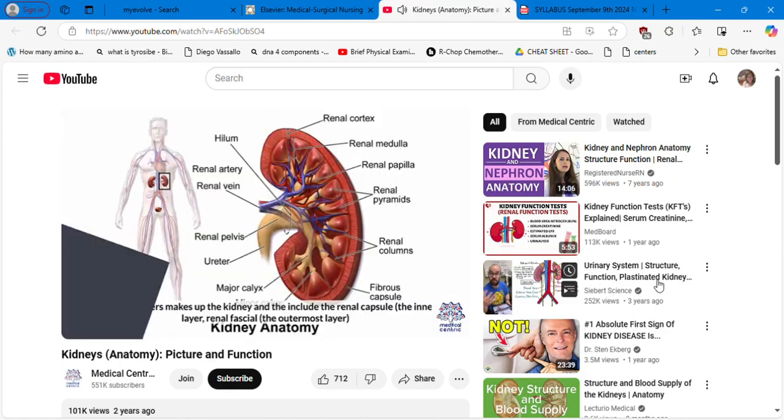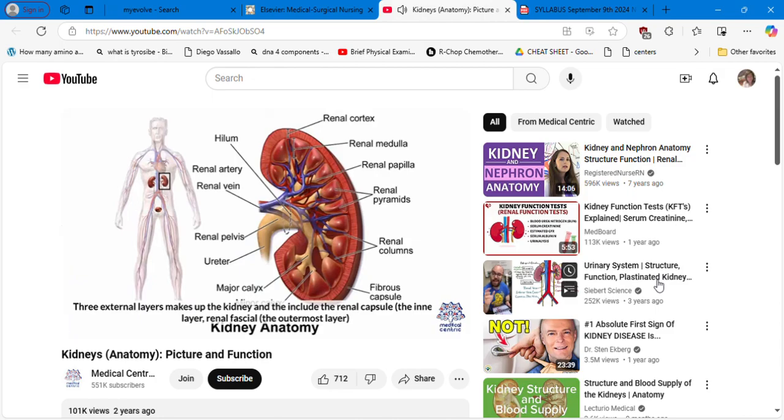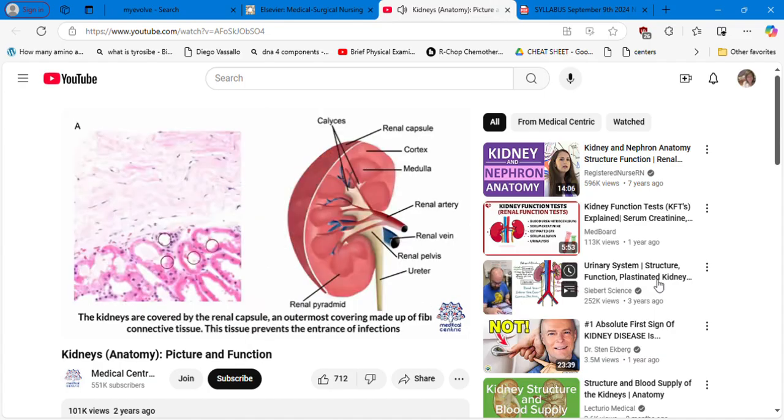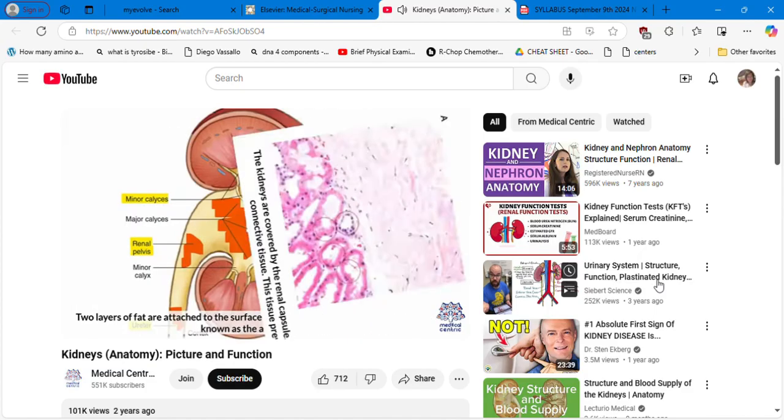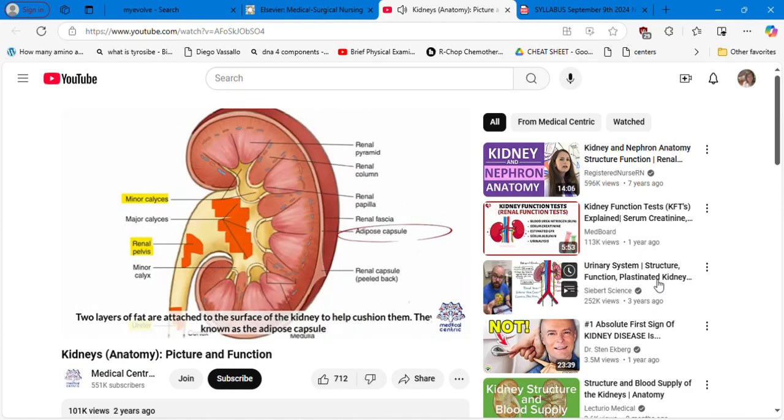Anatomy. Three external layers make up the kidney, and they include the renal capsule, the innermost layer, renal fascia, the outermost layer. The kidneys are covered by the renal capsule, an outermost covering made up of fibrous connective tissue. This tissue prevents the entrance of infections. Two layers of fat are attached to the surface of the kidney to help cushion them. They are known as the adipose capsule.